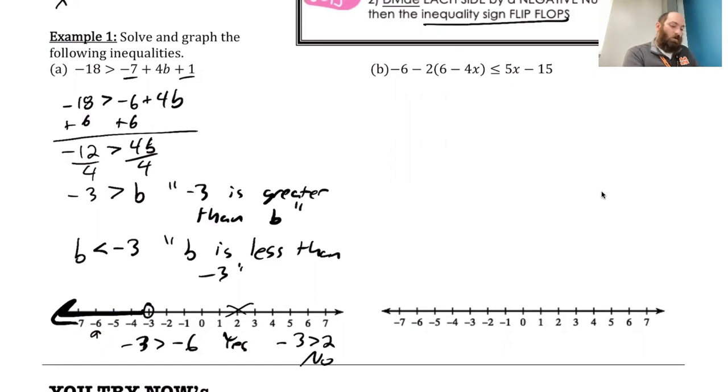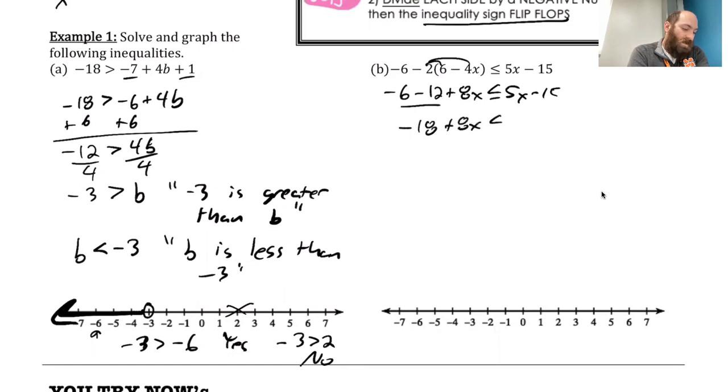Part B, we're going to solve this one. First thing we want to do is get rid of those parentheses and distribute. So negative 6 minus 12 plus 8x less than or equal to 5x minus 15. We're going to combine our like terms here. So that's going to give me negative 18 plus 8x less than or equal to 5x minus 15. We can bring our x's together and combine that way. I'm also going to make a little bit of a shortcut here, so that I get rid of my x's here, and I get rid of my numbers here. So I end up with 3x less than or equal to 3.